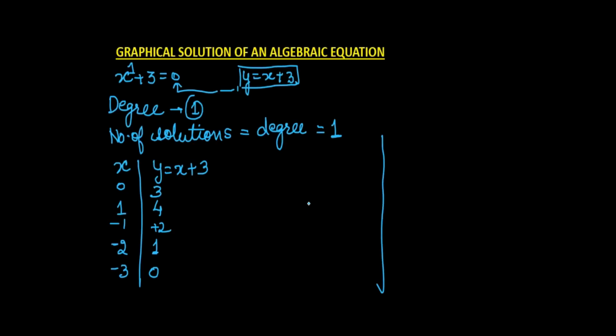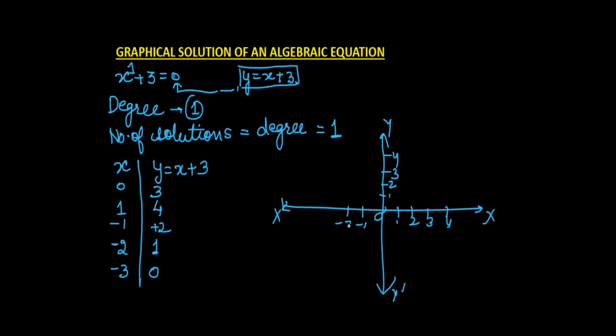So we draw the set of perpendicular axes, the x-axis and the y-axis. Positive x-axis, positive y-axis, negative x-axis, negative y-axis. And try plotting these points. So when x is 0, we see y is 3. This is the point 0 and 3.